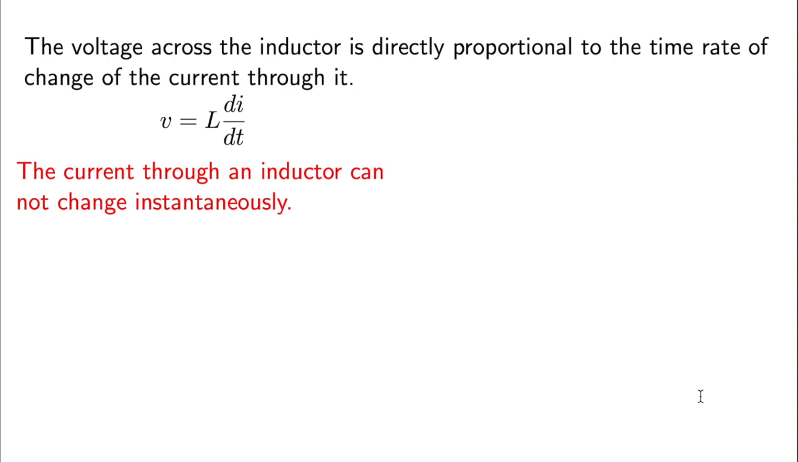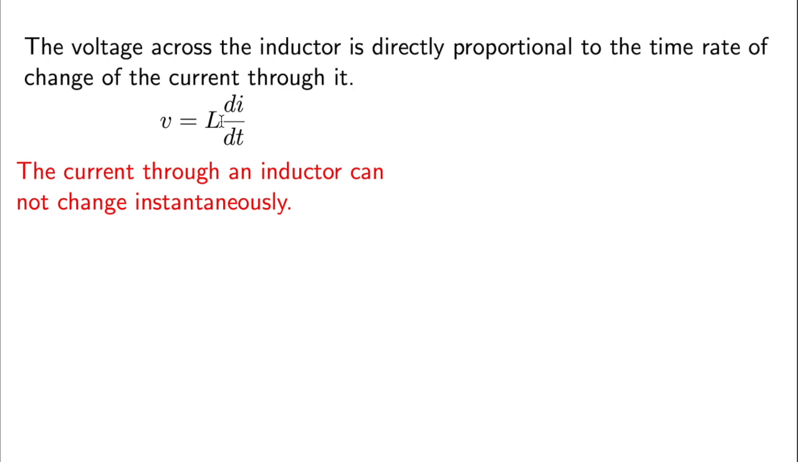But the voltage current relationship of the inductor is expressed by V equals L di upon dt. This expression suggests that the voltage across the inductor is directly proportional to the time rate of change of current through it. However, current through an inductor cannot change instantaneously. This has to be understood, as on the right hand side we have the derivative of the current, so that current cannot be changed instantaneously.